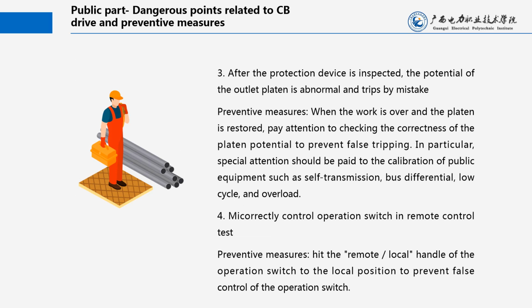3. After the protection device is inspected, the potential of the outlet platen is abnormal and trips by mistake. Preventive measures. When the work is over and the platen is restored, pay attention to checking the correctness of the platen potential to prevent false tripping. In particular, special attention should be paid to the calibration of public equipment such as self-transmission, bus differential, low cycle, and overload.